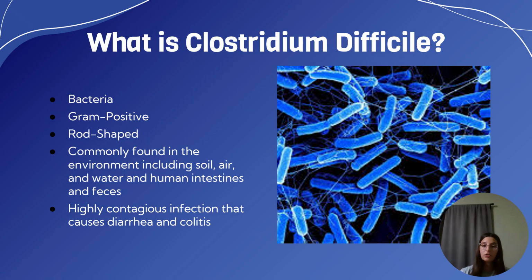So what is Clostridium difficile, also known as C. diff? It is a gram-positive bacteria that is rod-shaped. It is commonly found in the environment, including our soil, air, and water. It is also found in the human intestines and human feces. And pretty much this microbe causes a highly contagious infection leading to diarrhea and colitis.